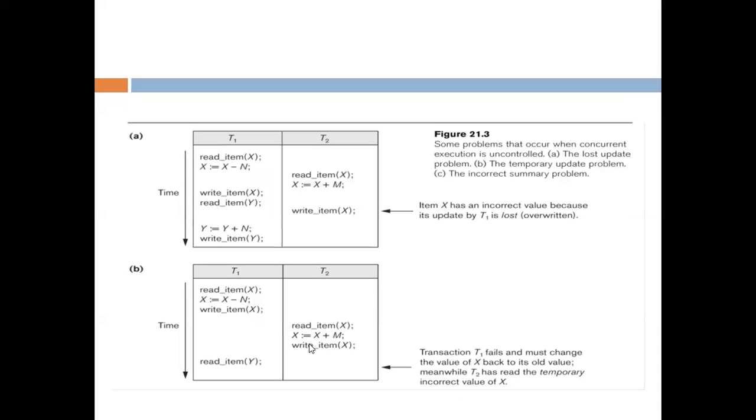So these problems are occurring because of concurrency. Concurrency means two transactions getting executed at the same time. So the inconsistent update operation and the lost update operation, these are the two problems.